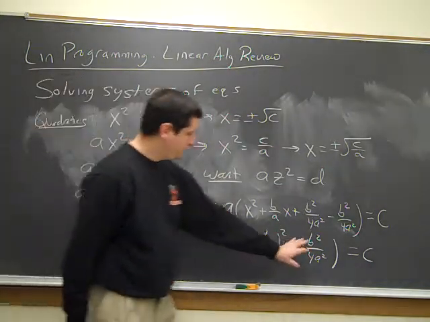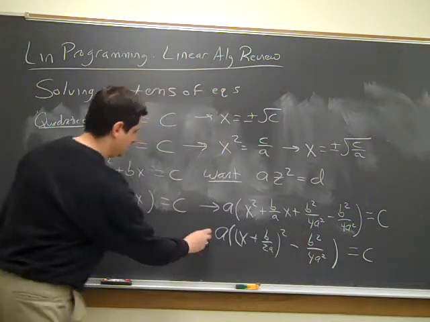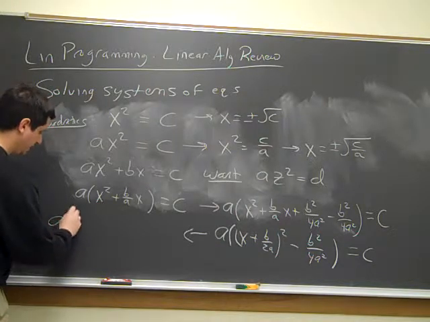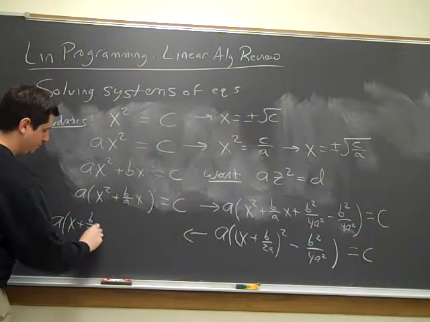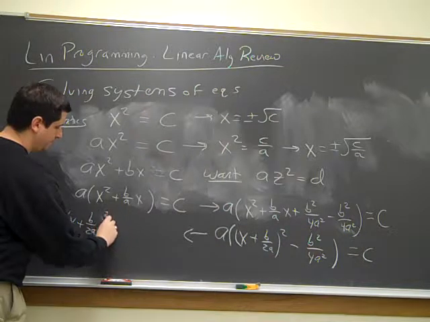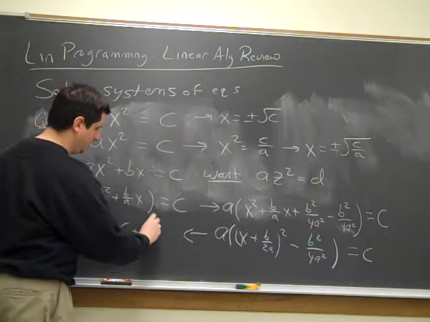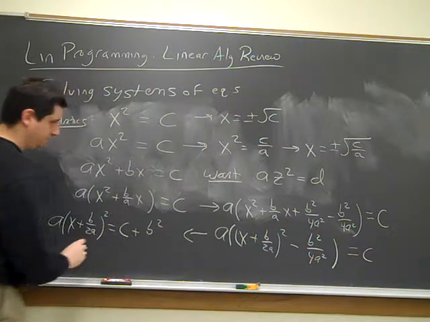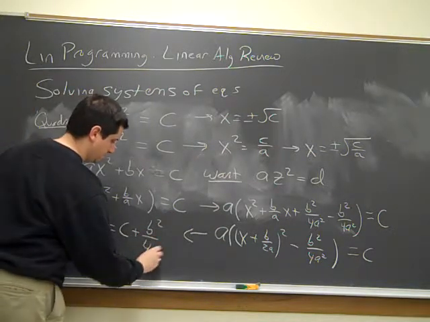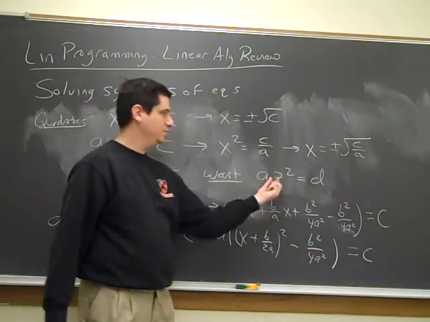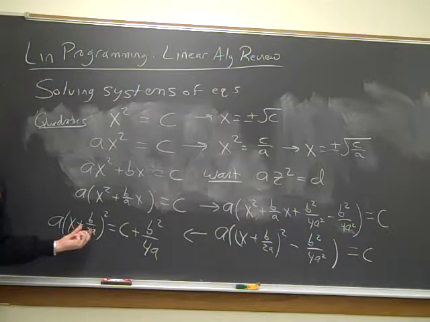And so now all we have to do is bring this to the other side, and I'll make a cardinal sin and I'll go backwards to keep it on the camera. We get a times (x plus b over 2a) squared equals c plus b squared over 4a, bring this over to the other side. And now this is our d, and this is our z. So now we know what z is. So z is basically x plus b over 2a. Well, if we can solve for z, then we can subtract b over 2a and get x.